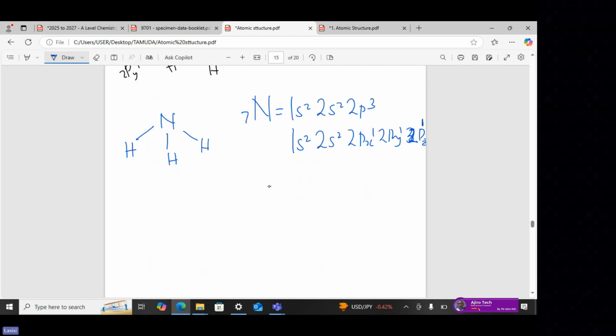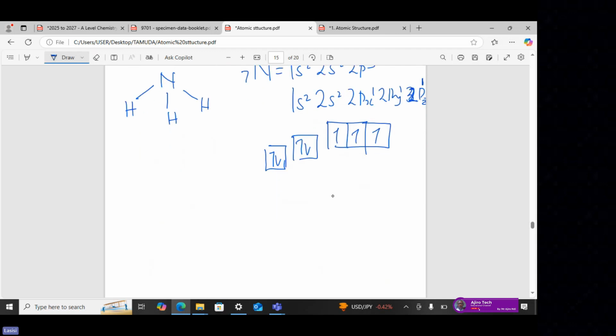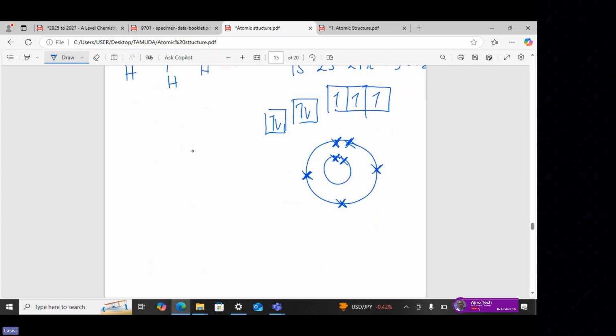Do you agree? Which is 1s2, 2s2, 2px1, 2py1, 2pz1. Do you agree to that? Yes. Can it form a bond? Can it form ammonia? Yes, we can form ammonia.